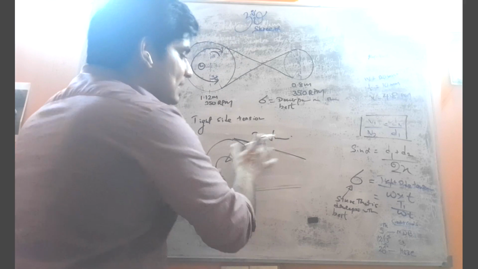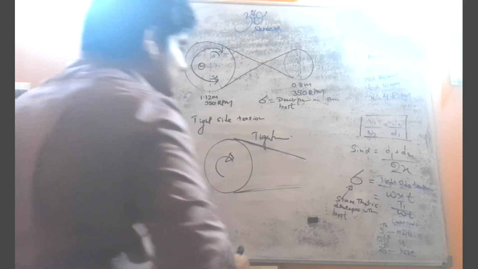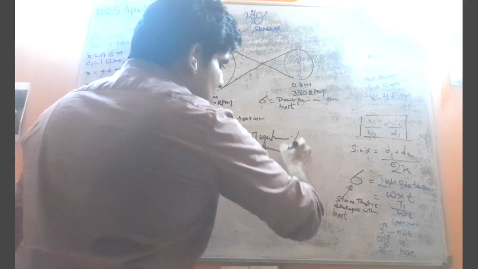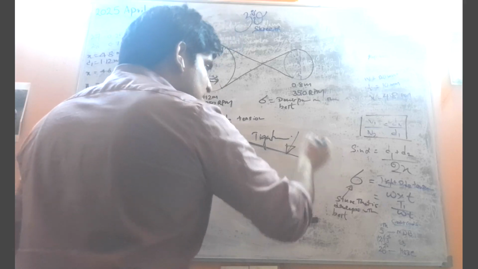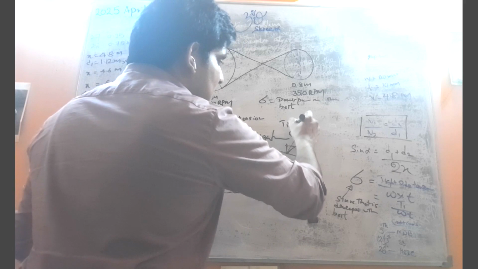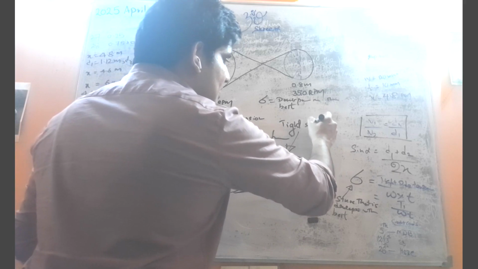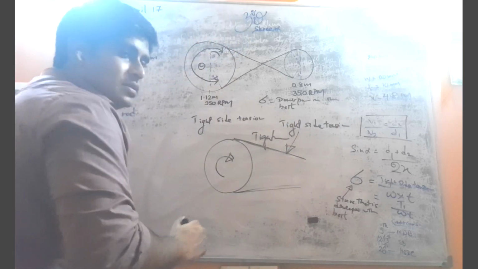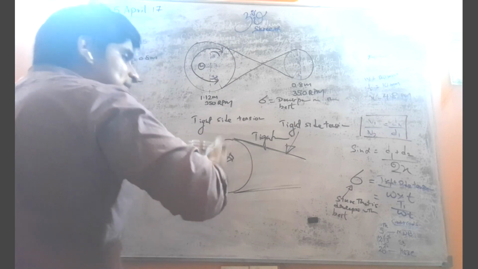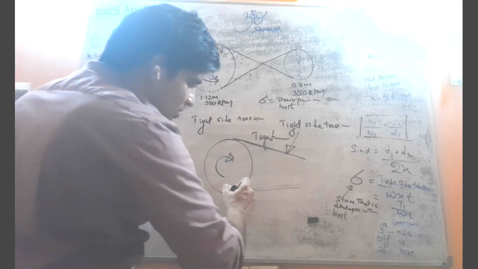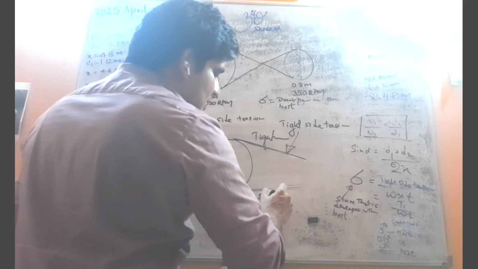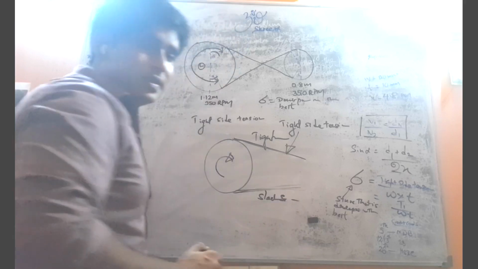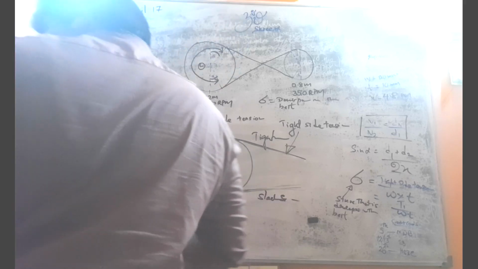So this side will get tightened, right? That is why here we call it tight side tension. The opposite scenario will happen to the lower side: slack side tension, right?